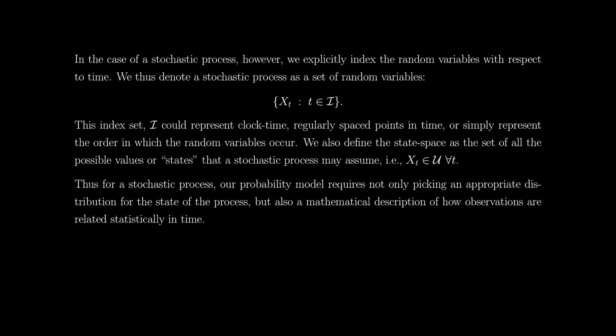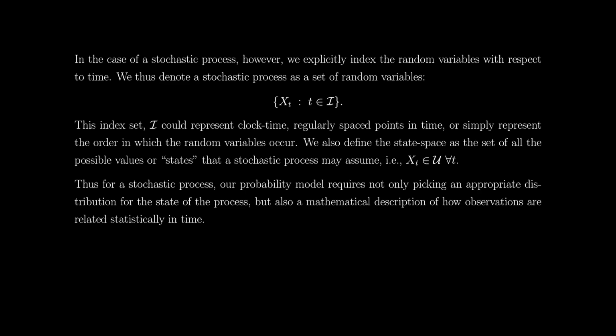We thus denote a stochastic process as a set of random variables, say X sub t, where t assumes values in some index set, say cal I, and obviously this index set could represent clock time, regularly spaced points in time, or simply represent the order in which the random variables occur. We also define the state space as the set of all possible values or states that the stochastic process may assume along time. And this will be denoted cal U.